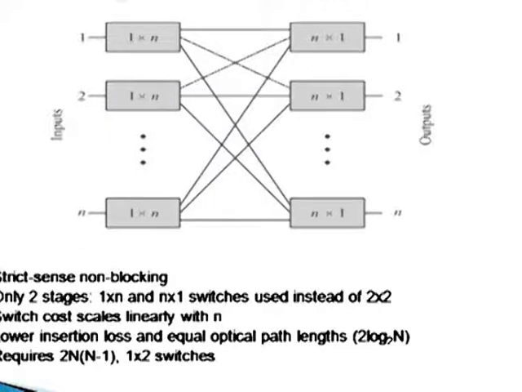It has lower insertion loss, and it has equal optical path length. With this kind of structure, the optical path length will be the same, but you can see this requires crossovers. The connecting wires are crossing each other, so we need to have the stacking of the elementary switches.